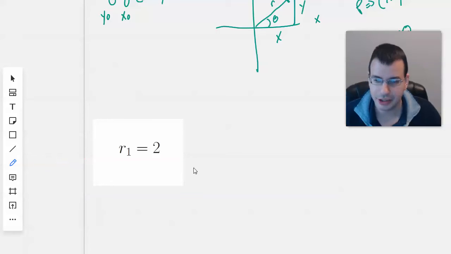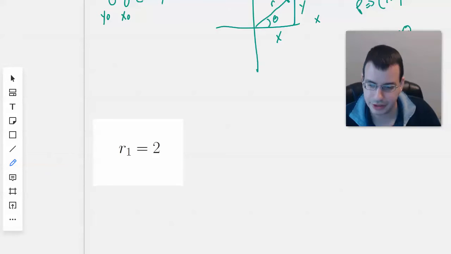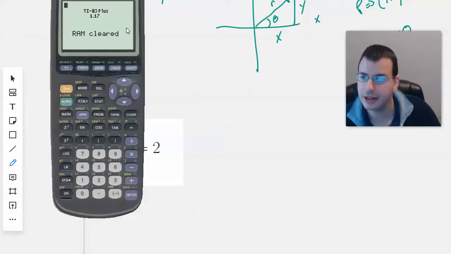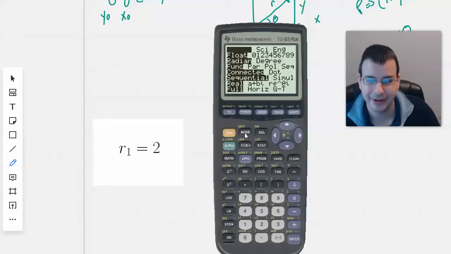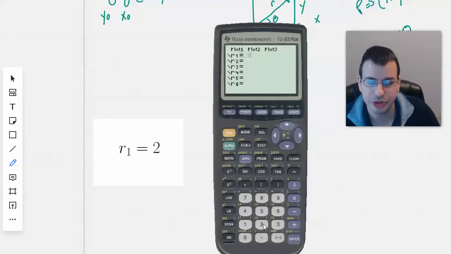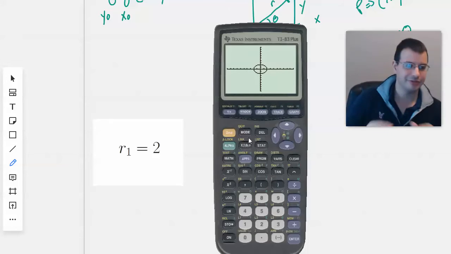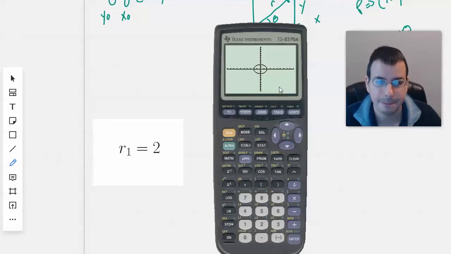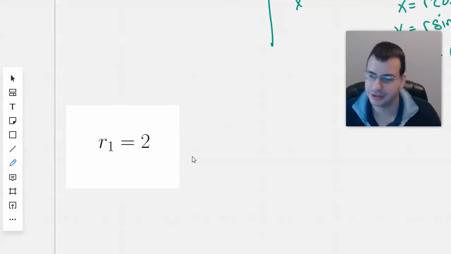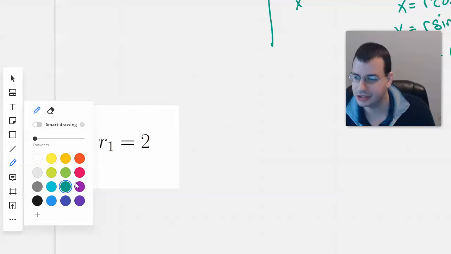So in case you didn't believe me, let's graph this. Pull up our calculator, TI 83 plus. Let's do polar. Y equals, R1 equals 2. Graph. And circle. It looks kind of funny shaped because the screen is funny shaped, but I assure you, circle. Okay. Now that I have won over your confidence, let's integrate this.